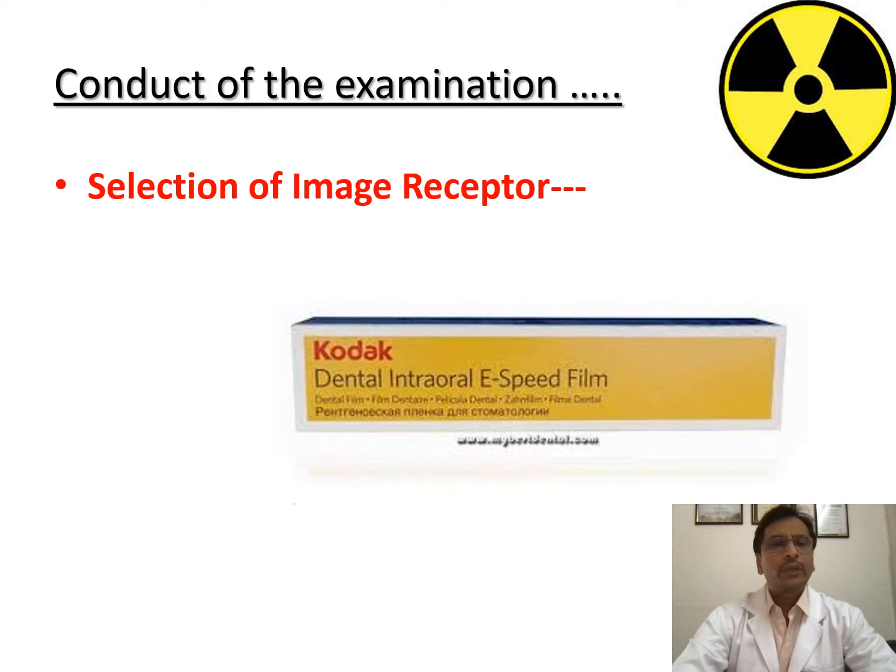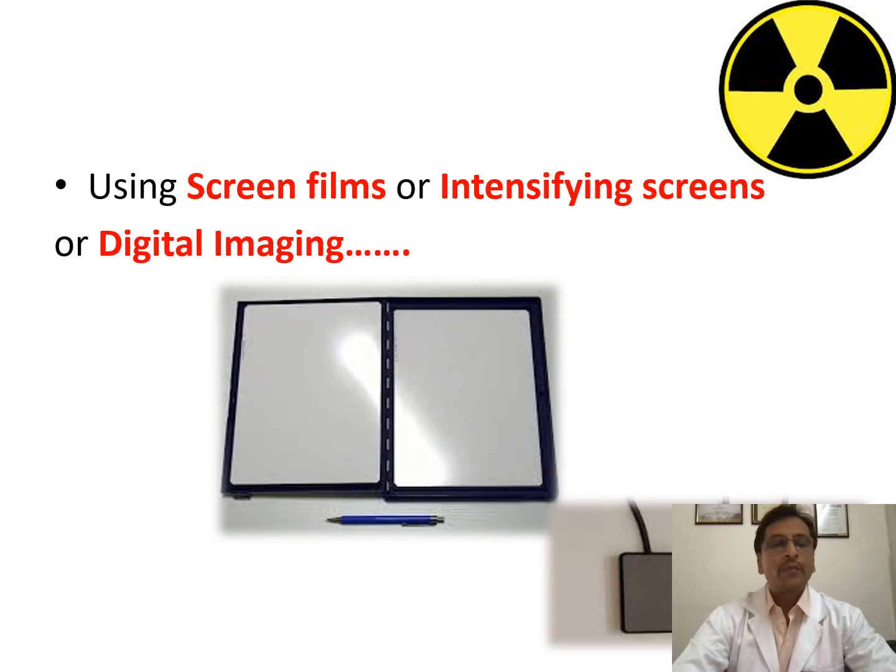When coming to the selection of the image receptor, one needs to select an image receptor which is highly sensitive to radiation, thereby reducing the dose of radiation to the patient. Normally we also use a combination of screen films and intensifying screens, especially when we take an extraoral radiograph, in order to reduce the radiation dose to the patient. And nowadays digital imaging has really come up with a drastic radiation dose reduction to the patients following this technique.